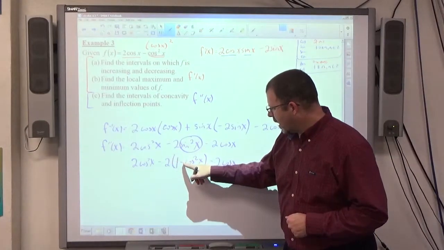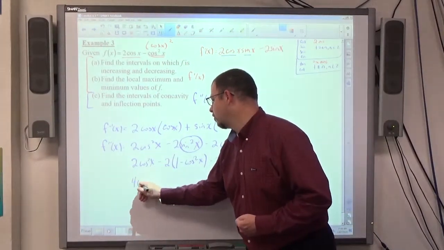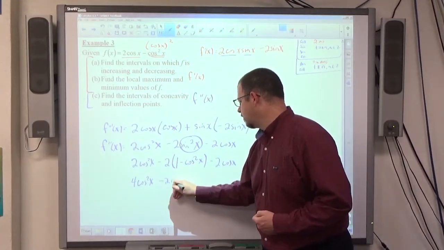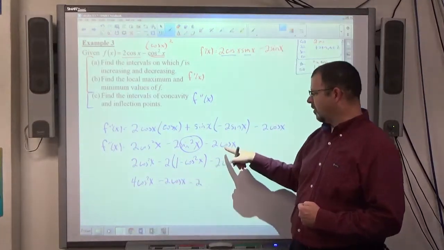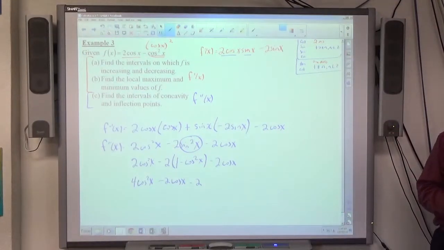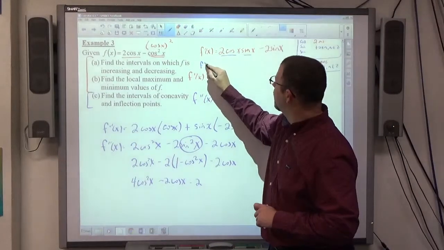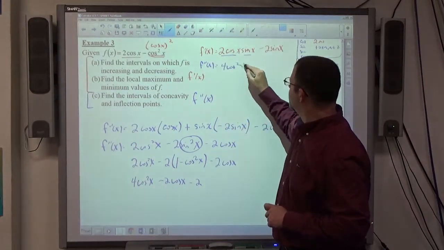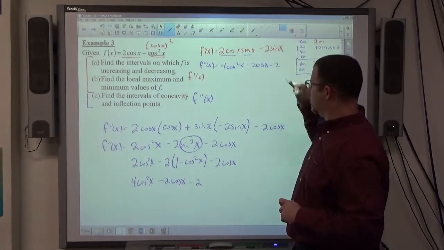Minus 2 times minus cosine squared makes 2 cosine squared, plus 2 cosine squared makes 4 cosine squared of x. Then minus 2 cosine of x, and then minus 2 times 1 is minus 2. This expression is the same as that one, but this one only has cosine in it. It's a more powerful derivative. It's more powerful, more useful for us. So I'm going to go with that structure there. So f double prime is going to be 4 cosine squared of x minus 2 cosine of x minus 2.